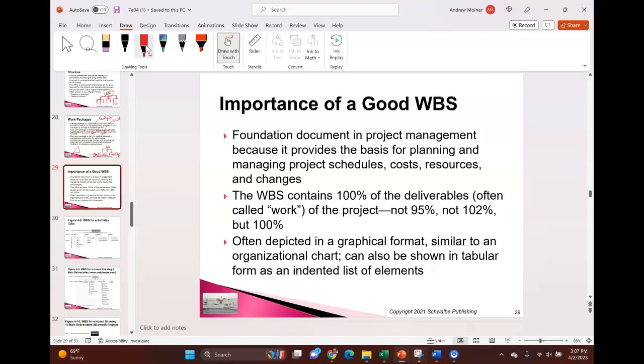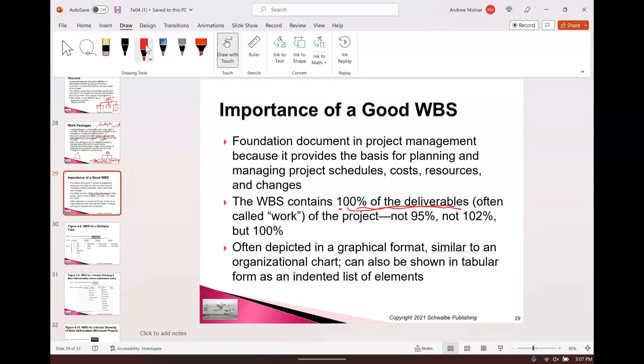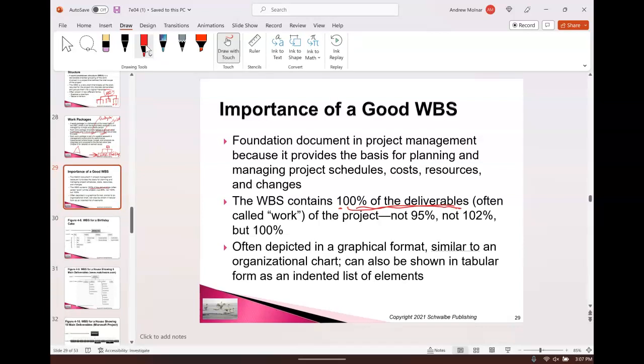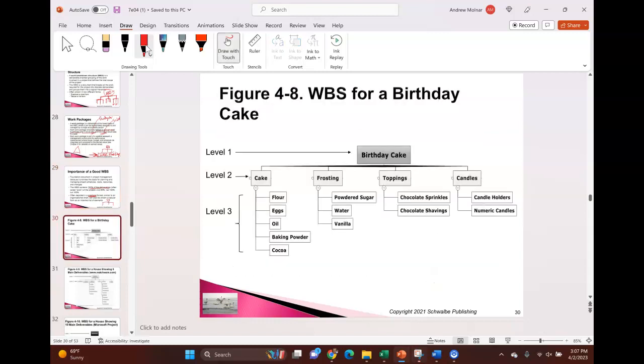So a good work breakdown structure has, I'll bet, 50 great advantages. It does contain 100% of the deliverables. As I said, if it's not in the work breakdown structure, it's not in your project. That is worth writing down. That is worth noting, okay? And notice it's not just graphical, I'd say it's a hierarchical format, just like that org chart that we have talked about. That's what your work breakdown structure looks like. Here is a sample one.